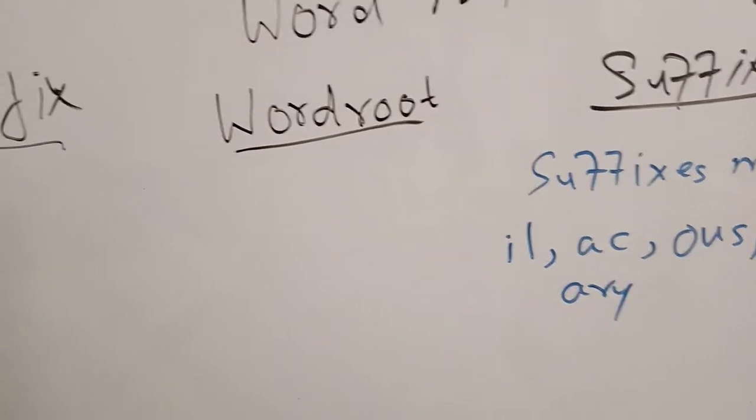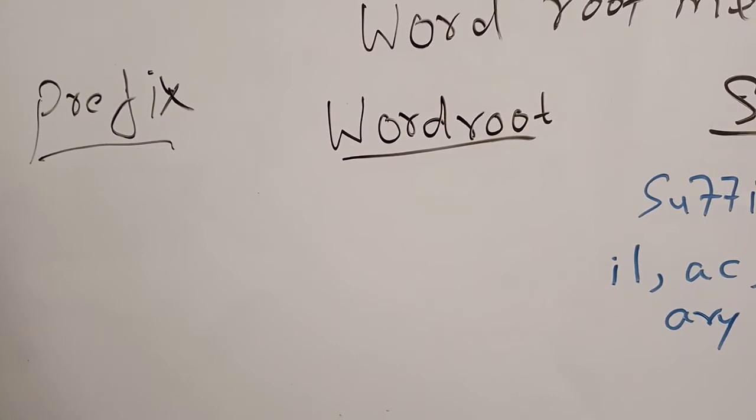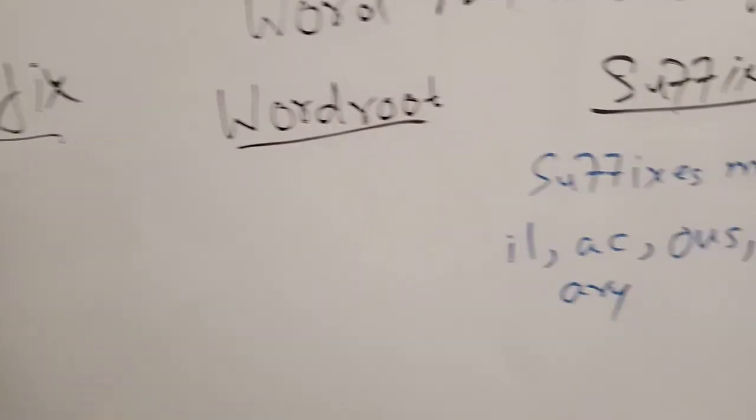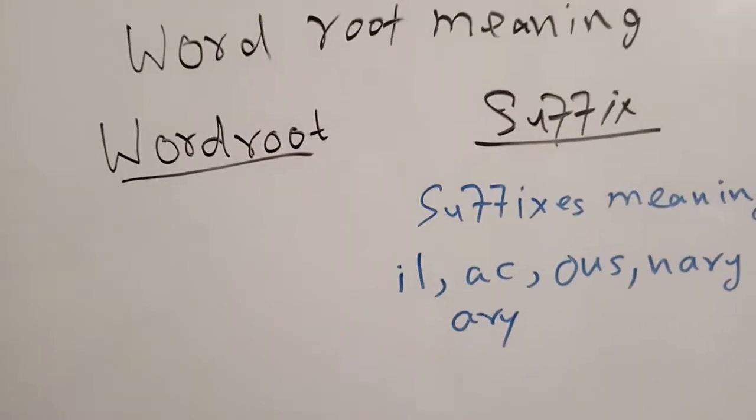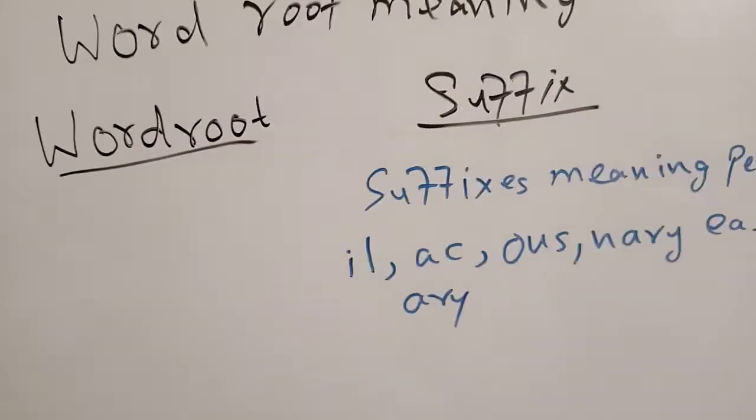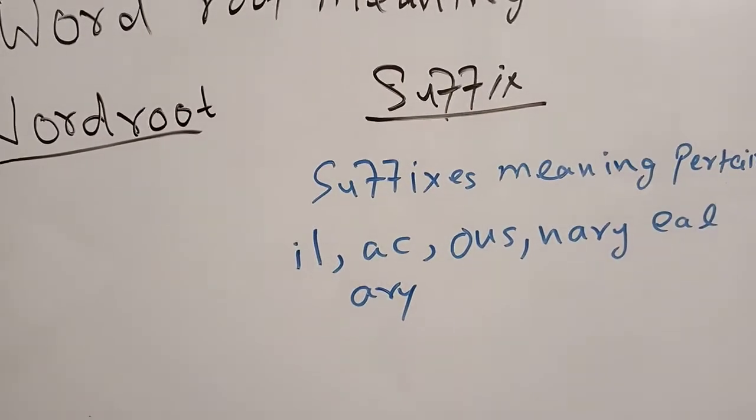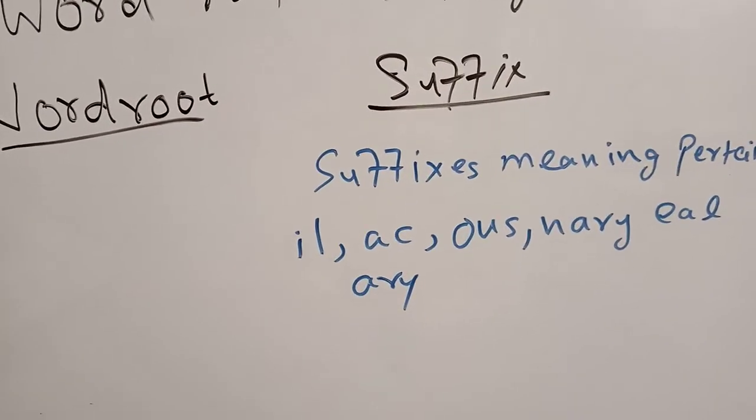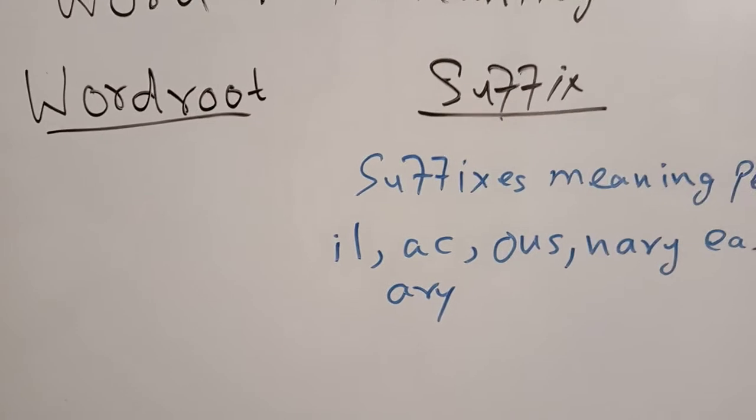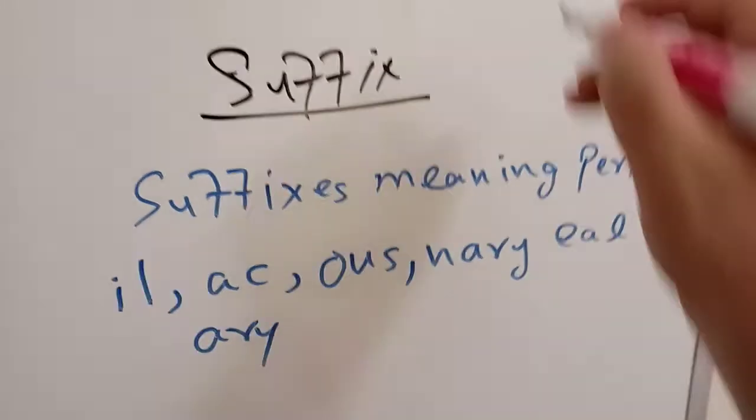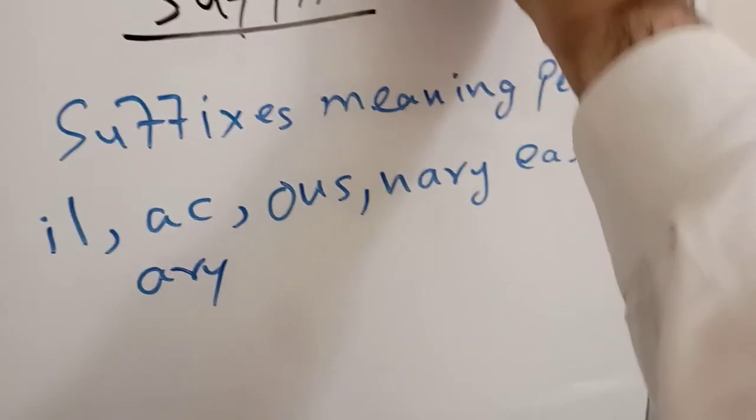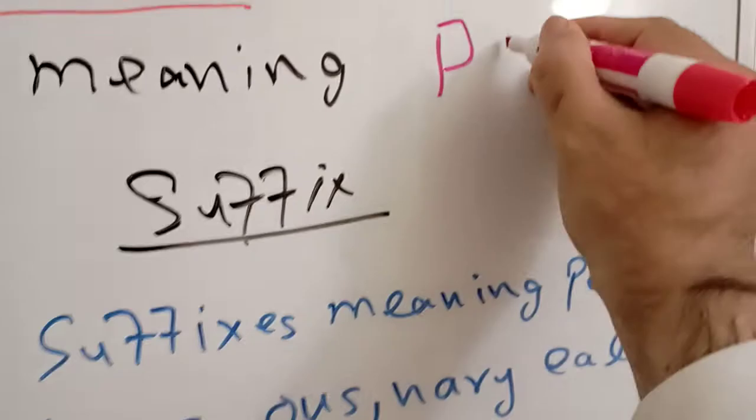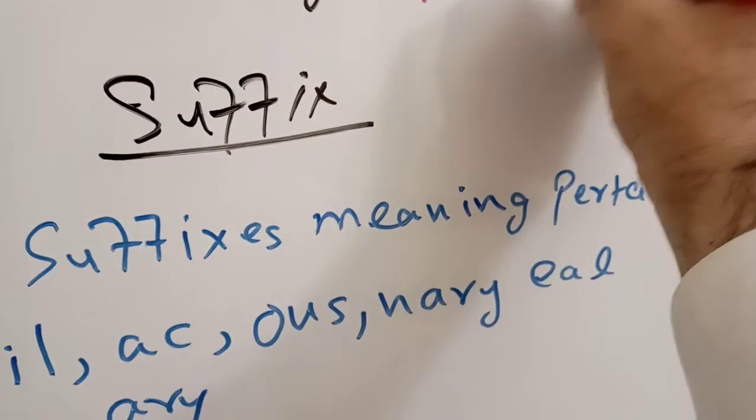Word root. Prefix comes before the word root, and suffix comes after the word root. Suffix is that part of the medical terminology which comes after the word root to modify the meaning. And it gives us information about 4 things: P, C, D, D.